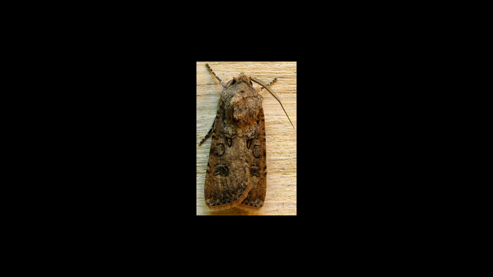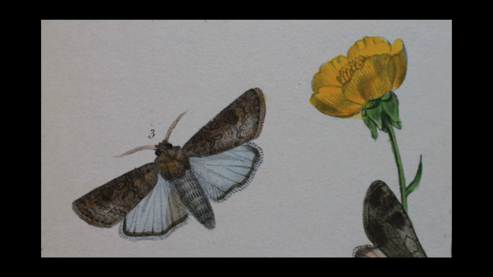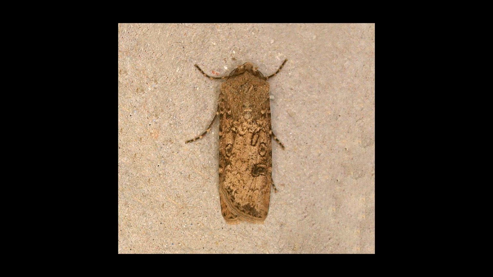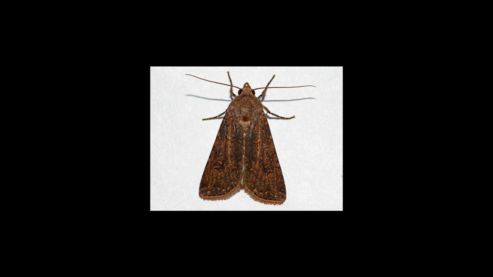Behavior: 2 broods are produced each year, the adults flying in May and June and again in August and September. The species is nocturnal and attracted to light and nectar-rich flowers. The species overwinters as a caterpillar.